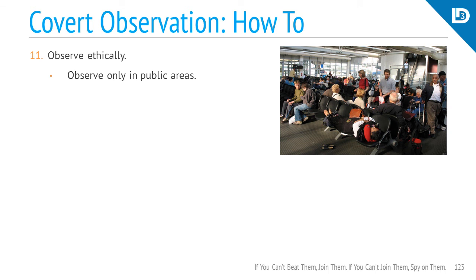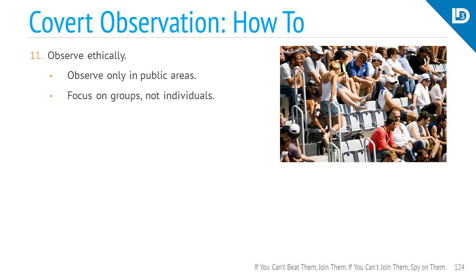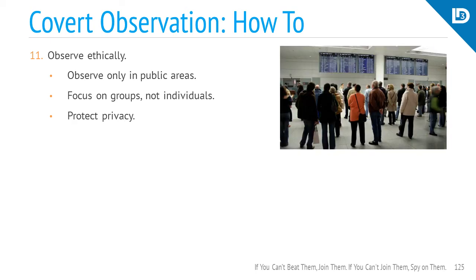So you want to make sure that you observe ethically. Only do it in public places where there isn't an expectation of privacy, where anybody else could see what you're seeing. You're focusing, remember, on groups. You're not focusing on individuals. You're not following someone. You're not stalking someone. You're not a spy. You're just looking at, in a public place, what do groups of people do.